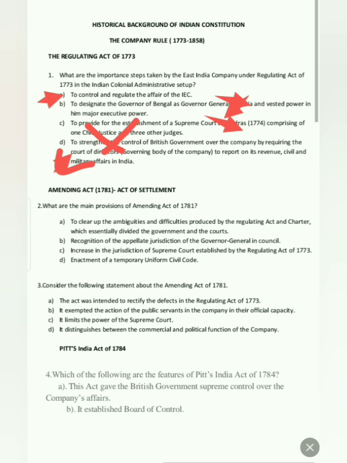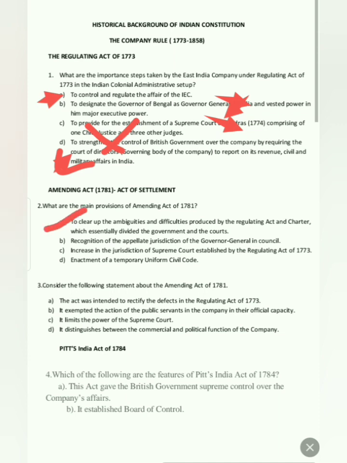Right. Amending Act of 1781, Act of Settlement, Declaratory Act. What was the main provision of the Amending Act of 1781? Option 1: to clear up the ambiguities and difficulties produced by the Regulating Act or Charter Act, which essentially divided the government and the courts. Correct.